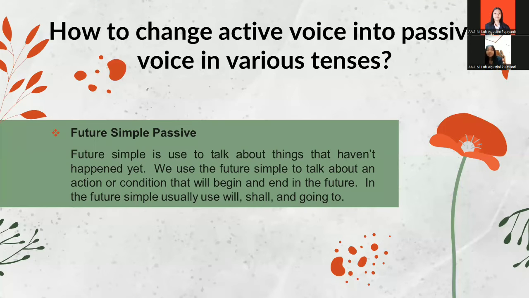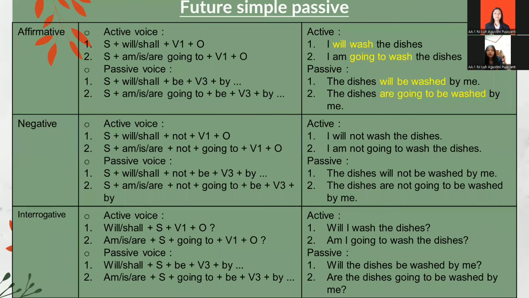And then future simple passive. Future simple tense is used to talk about things that have not happened yet. In other words, we use the future simple to talk about an action or condition that will begin and end in the future. In the simple future, we usually use will, shall, and going to. The structure of future simple passive.